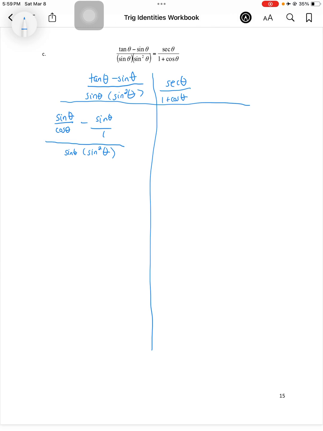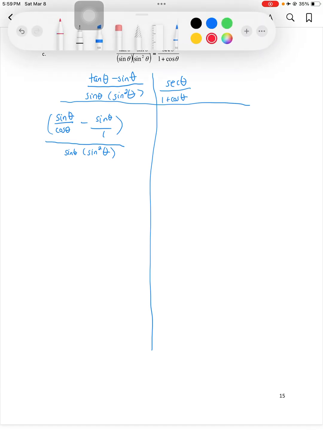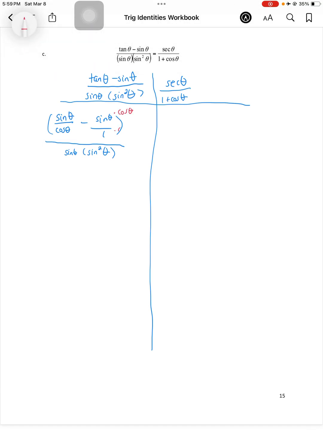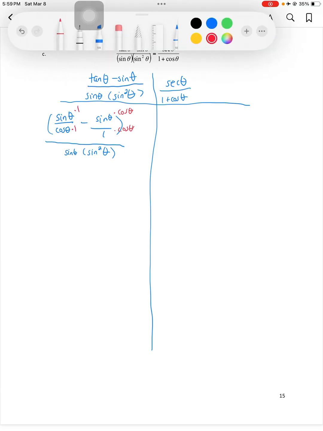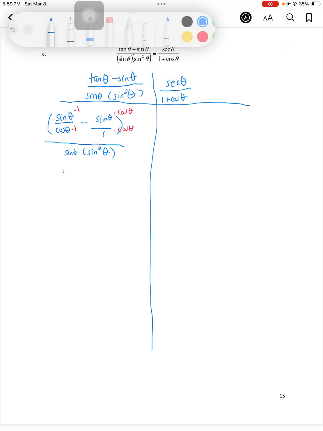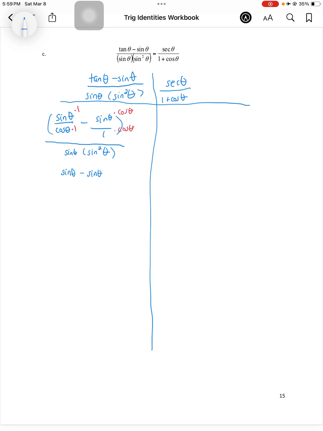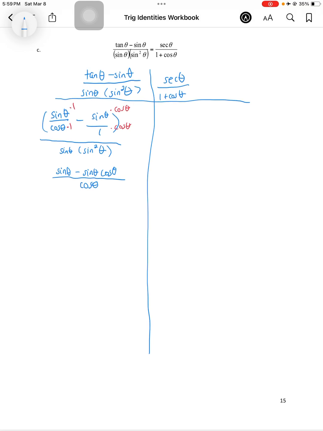And now I'm going to have the same denominators for the stuff in the bracket. So here I'm going to multiply this by cos theta, and this is multiplied by 1. You don't have to write that, but I'm just showing you guys how it would work. So now this is going to become sine theta minus sine theta cos theta. And since they all have the same denominator now, it's going to become all over just a single cos theta. And now I'm going to rewrite my denominator, sine theta, sine squared theta.